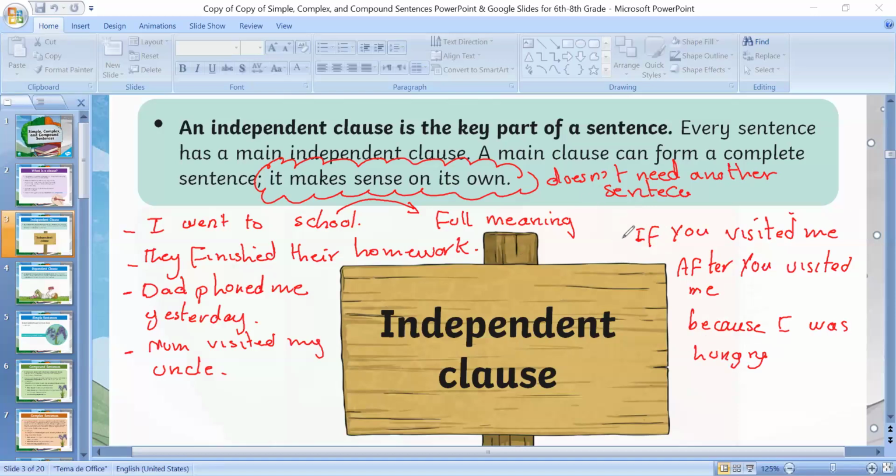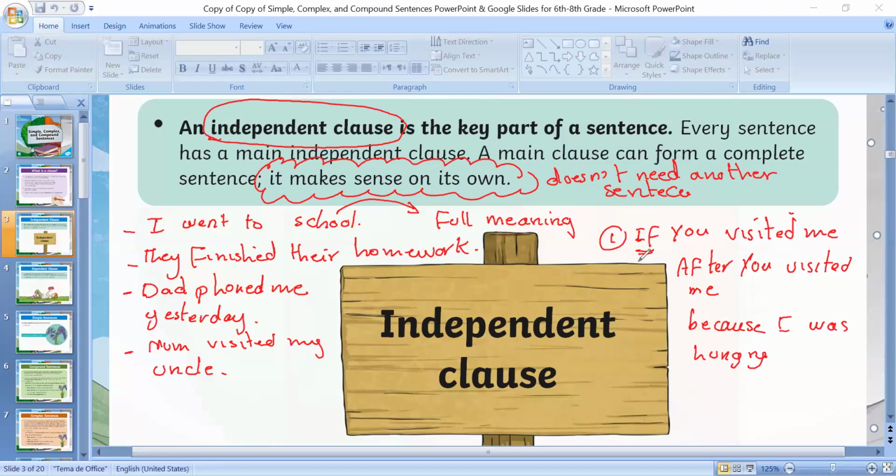The first sentence, Rudaina, here: "If you visited me." Does this sentence need another sentence to complete the meaning? Yes. Exactly. It means this sentence is not an independent clause. Right? Why? Because it needs another sentence to complete the meaning.